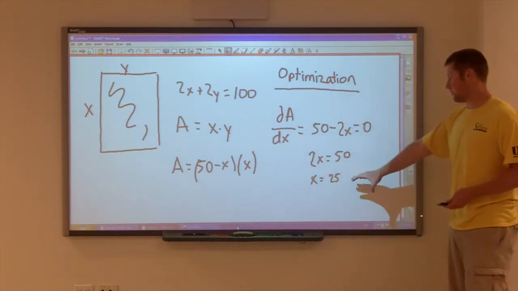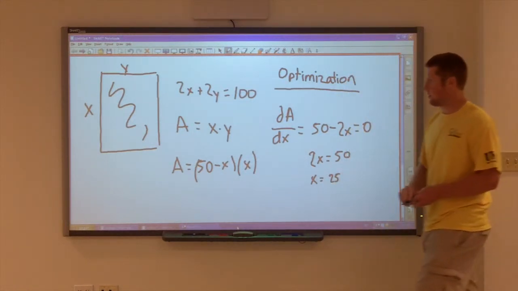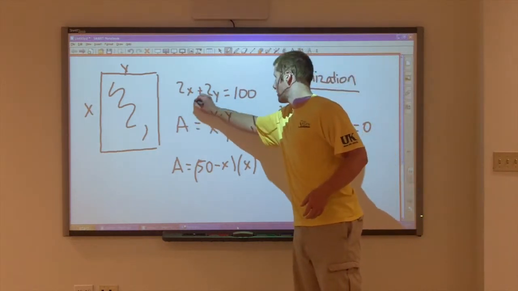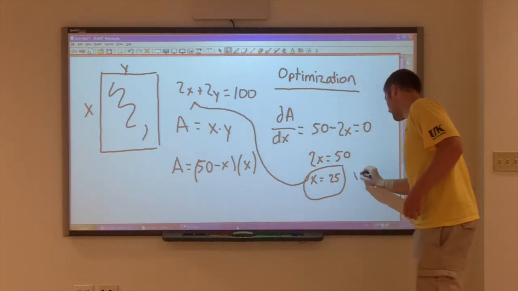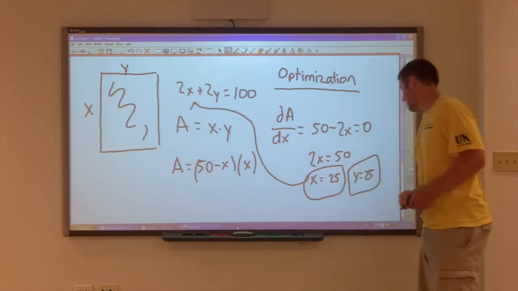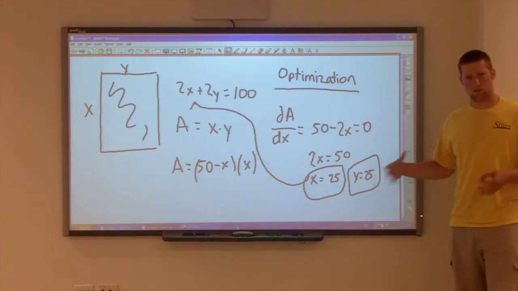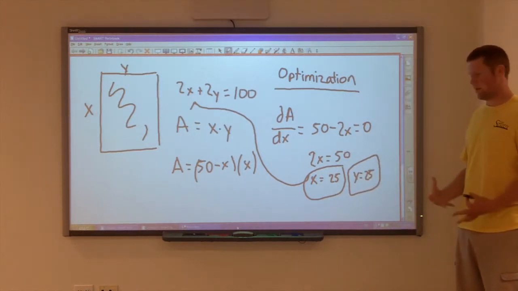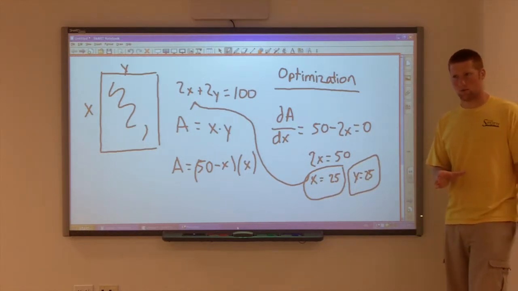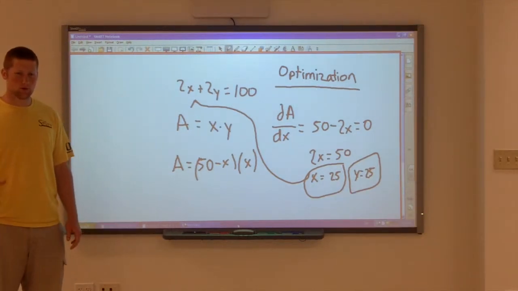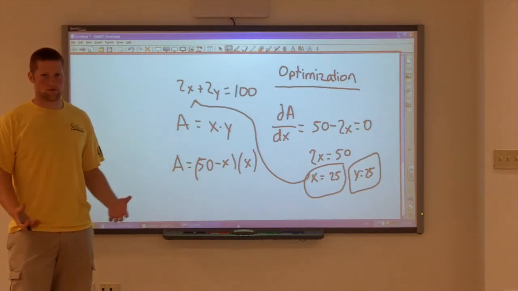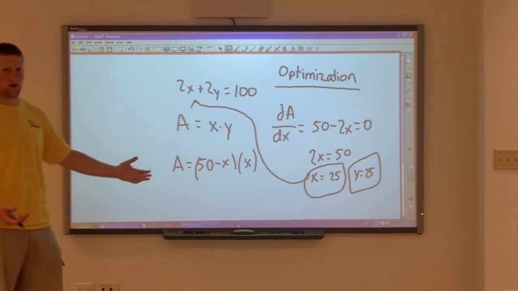So if x equals 25, we can plug that back into this equation here, and we'll find that y also equals 25. So it turns out that our field that we made to maximize the area is going to be a square. But before we determine if it's a maximum, we have to make sure it's not a minimum. So in order to be sure that the answer we found is indeed a maximum, we need to look at what the second derivative of our area function would be.